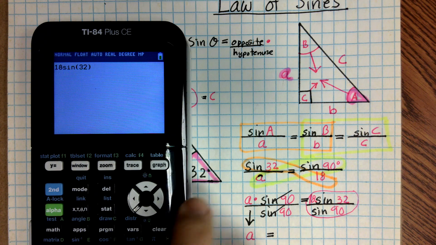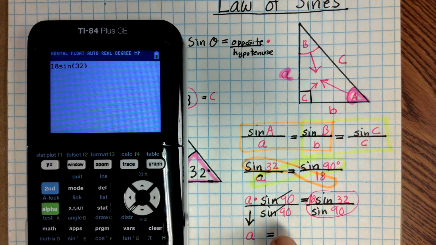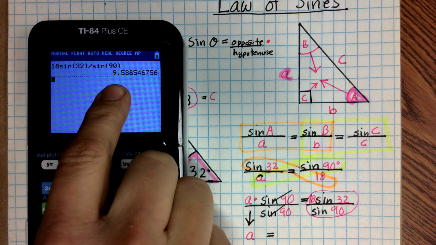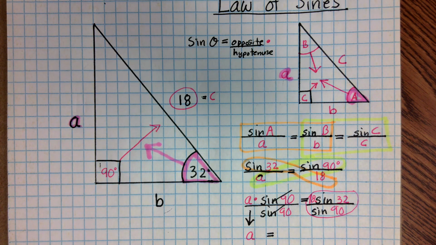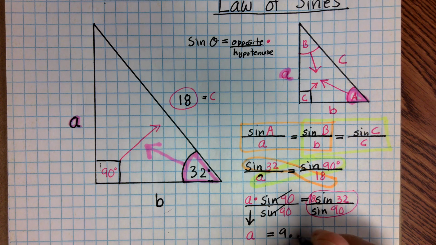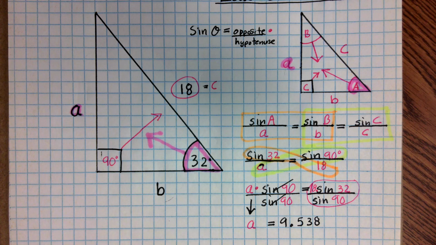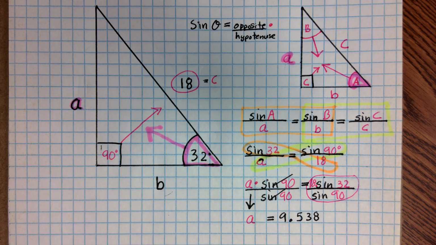That angle right there, that's angle A. And then I'm going to go ahead and divide that by sine 90. So divide it by sine 90. And I'm going to hit enter. And that gives me 9.538. So I'm going to write that down. So we have 9.538. Now a lot of your teachers, I'm noticing on these problems, they're asking y'all to round to the hundredths place.